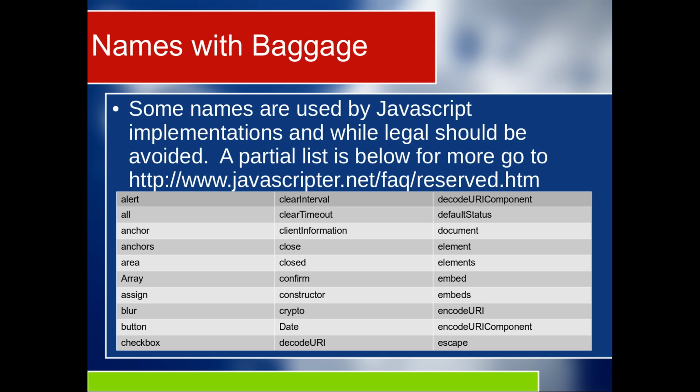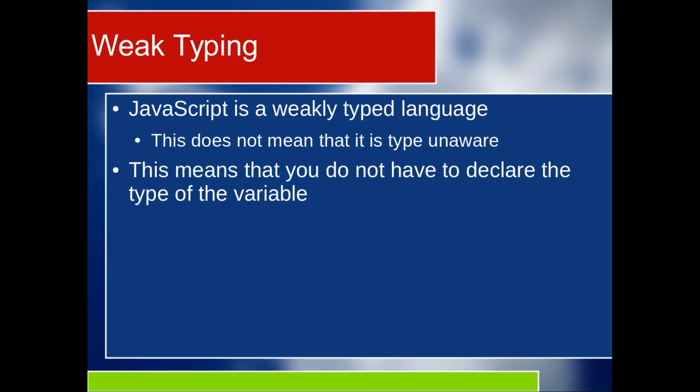Now, finally, we're going to introduce a little bit of data typing. JavaScript is weakly typed, which means that you don't have to give a variable a type when you declare it. This doesn't mean that the language is type unaware. What this means is that it will figure out what type it is by what the value is. I'm going to get into data typing a lot in the next video. So for now, let's summarize what we've done.